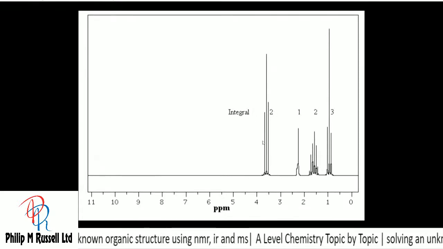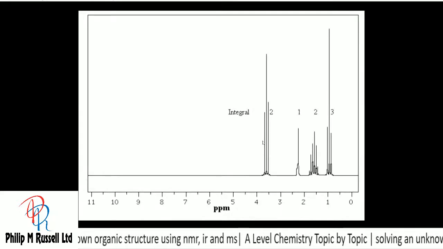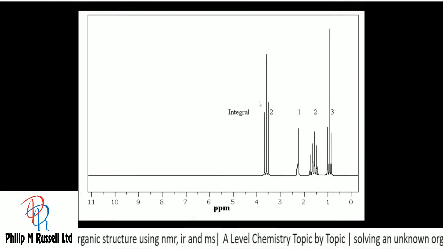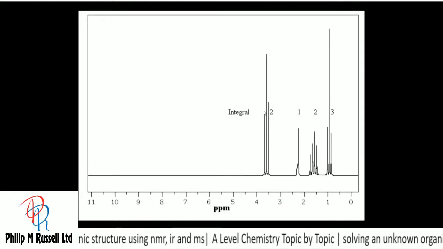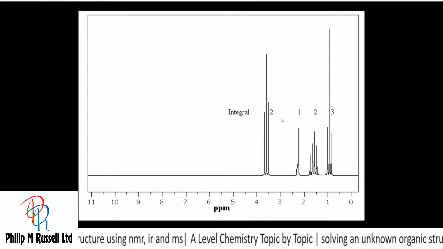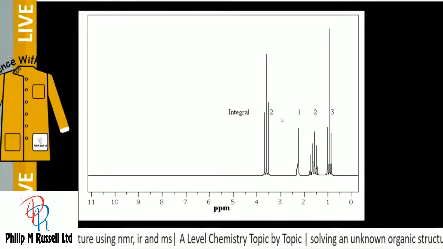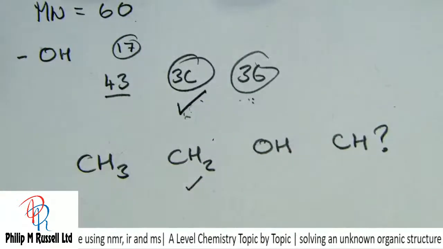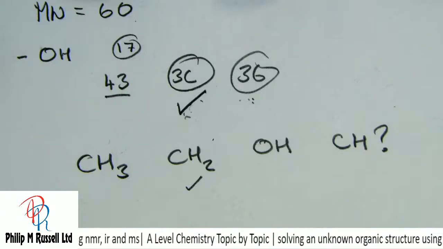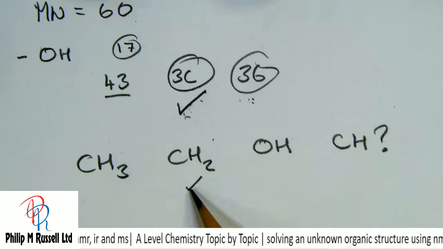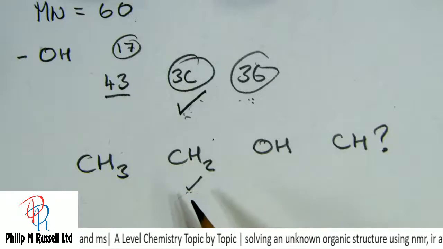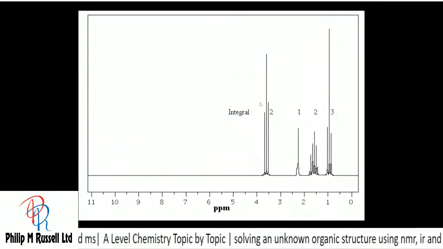Integration of 2, so it's a triplet, so that means n plus 1 is 3, so n is 2. So it's a CH2, and that is next to a CH2. So we know we've got a carbon next to a CH2, or we know that 2 protons are next to a CH2, right? So that's almost confirming what we'd expect. So this one's in the middle. That's confirming there's a CH2, but it's saying there's 2 other protons. It's seeing there's 2 other protons next to it.